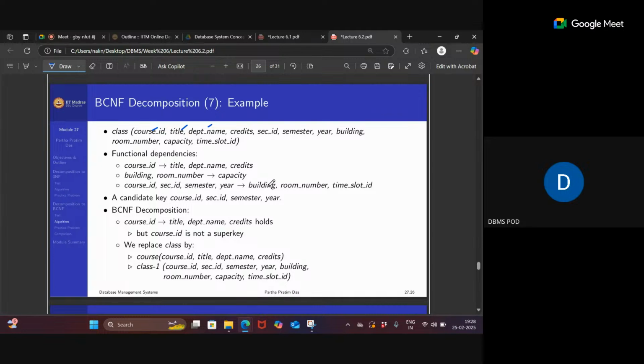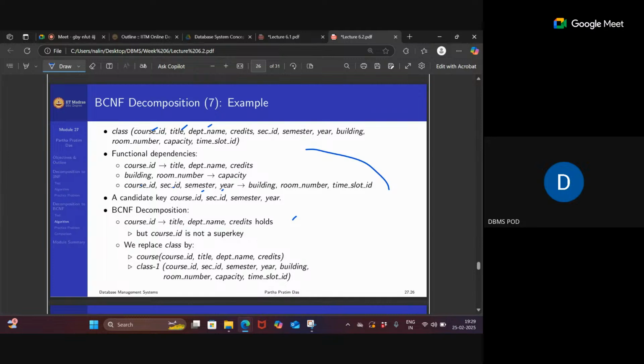Course ID. What attributes are not there on the RHS side, just to check? Building, room number, time slot, capacity. Course ID is not there on the RHS side, you can see. Any other attribute? Section ID is also not there, and semester year is also not there on the RHS side. So what is the primary key here? Course ID, section ID, semester, year is the primary key.